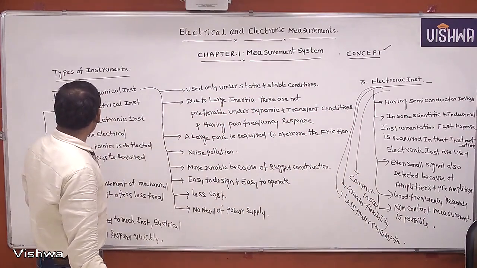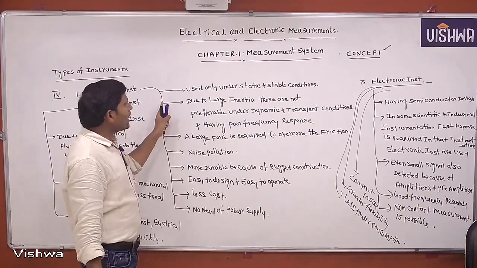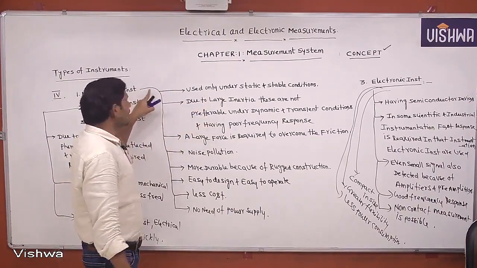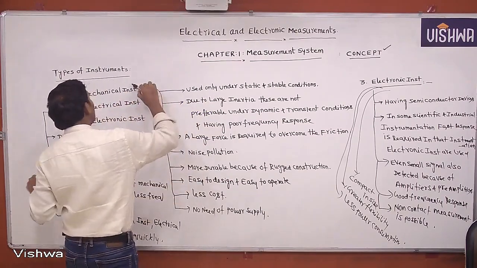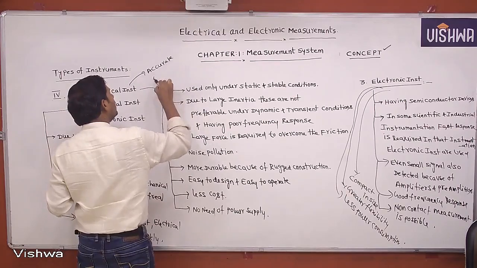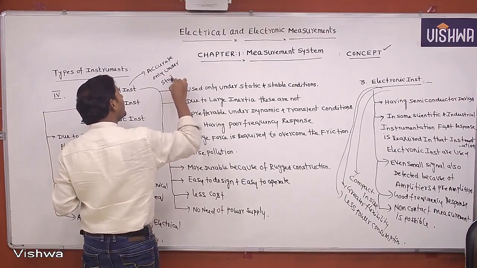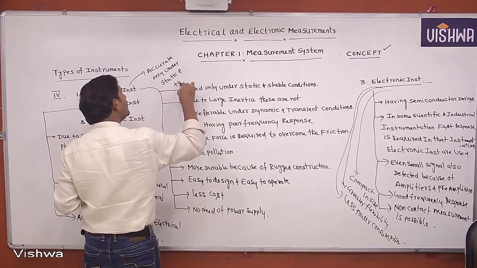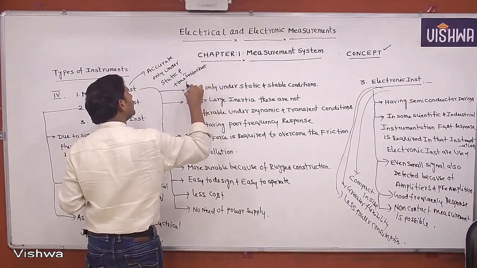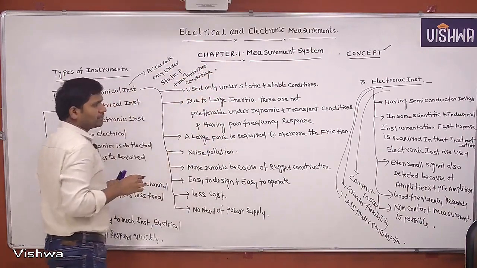But mechanical instruments are high power consumption, and these instruments are accurate only under static condition or time invariant condition. Point to remember, mechanical instruments are accurate only under static and time invariant conditions. Okay, this is about the fourth classification.